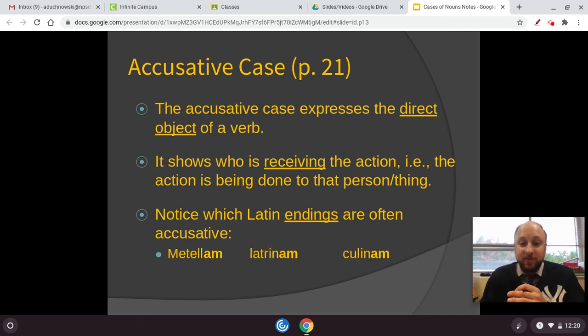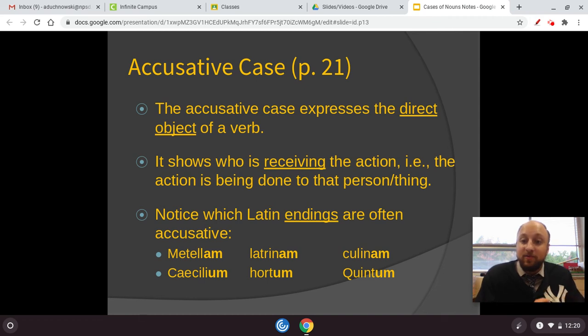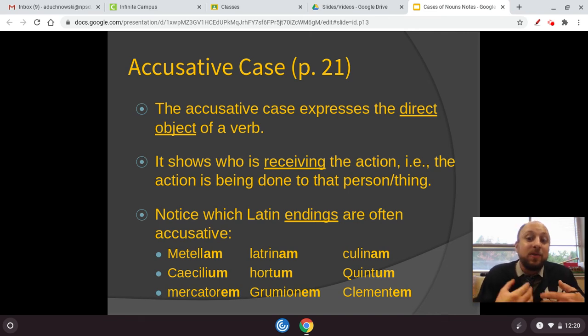Notice the ones in the first slide that started off with A in the nominative have AM in the accusative. Notice the ones that have US in the nominative have UM in the accusative. And then that sort of miscellaneous group, that mixed bag like OR, O, and NS. Notice, though, that they all change to an EM. This is the thing you're going to follow. When you see AM, UM, or EM as the ending on a Latin noun, it means that that person or thing is receiving the action. The action is happening to that person or thing.